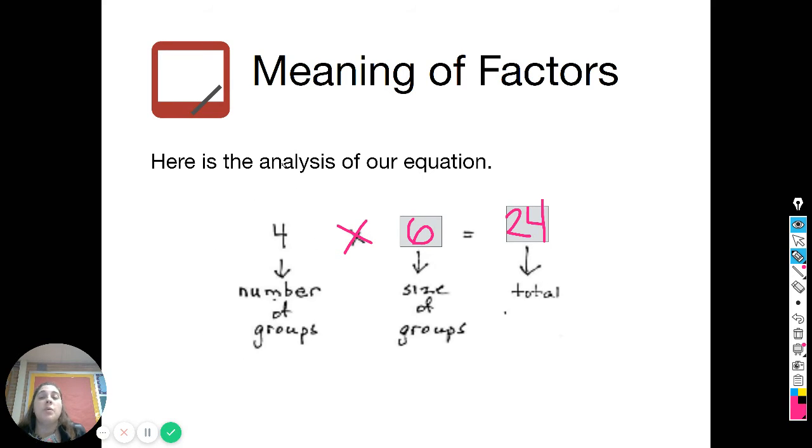So the first number is always the number of groups or the number of rows. The second number is always the size of the group, okay? Or how many dots are in the row if you're looking at an array. Or if you're looking at a number bond, that's going to be the number that's inside the number bond pieces. That's the size of the group. And that equals our total or our product, okay? So this will stay the same for every multiplication equation. The number of groups times the size of the group. And that is why we say that the x isn't times, it's groups of.